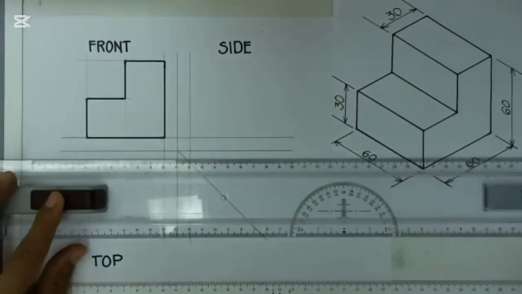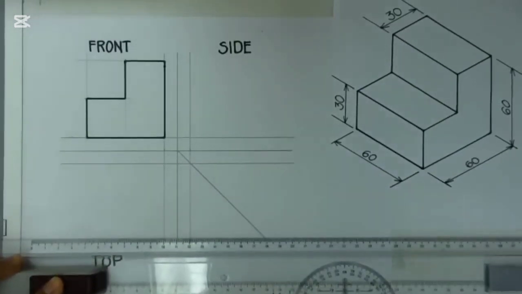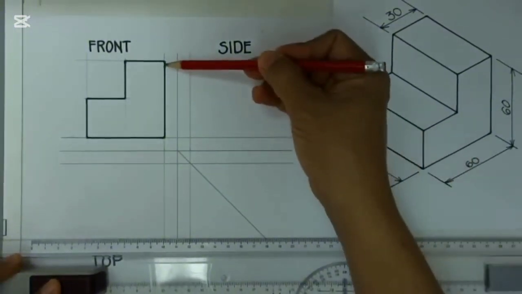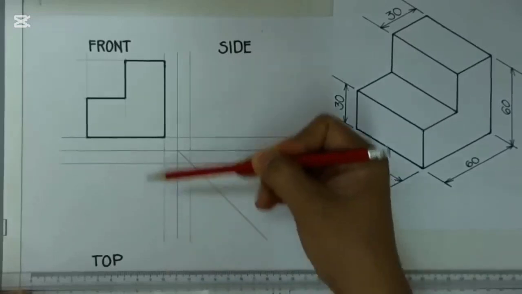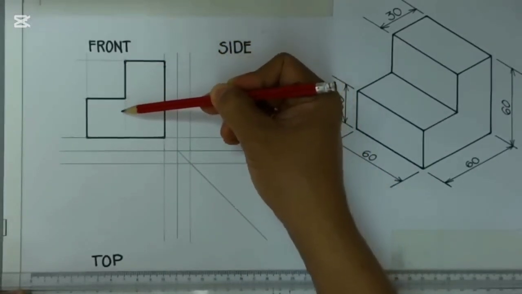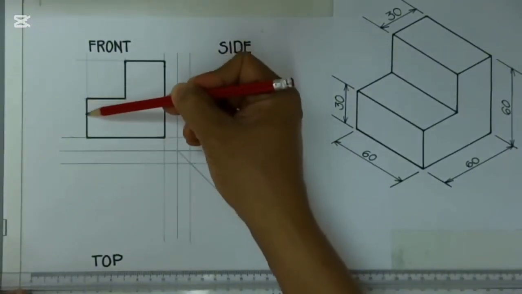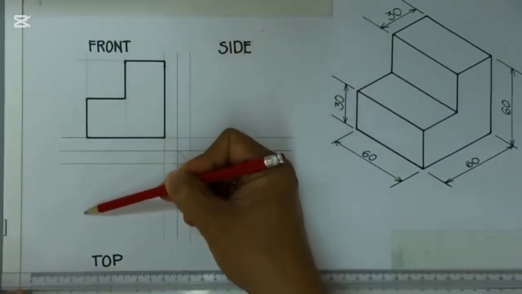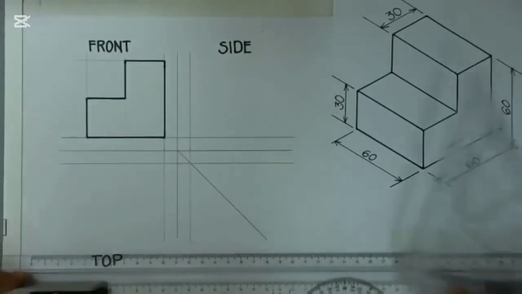Next thing is our top view. In drawing our top view, all you have to do is to project all the vertical lines from our front view going down to our top view. Vertical lines from front view to top view. Let's do it.